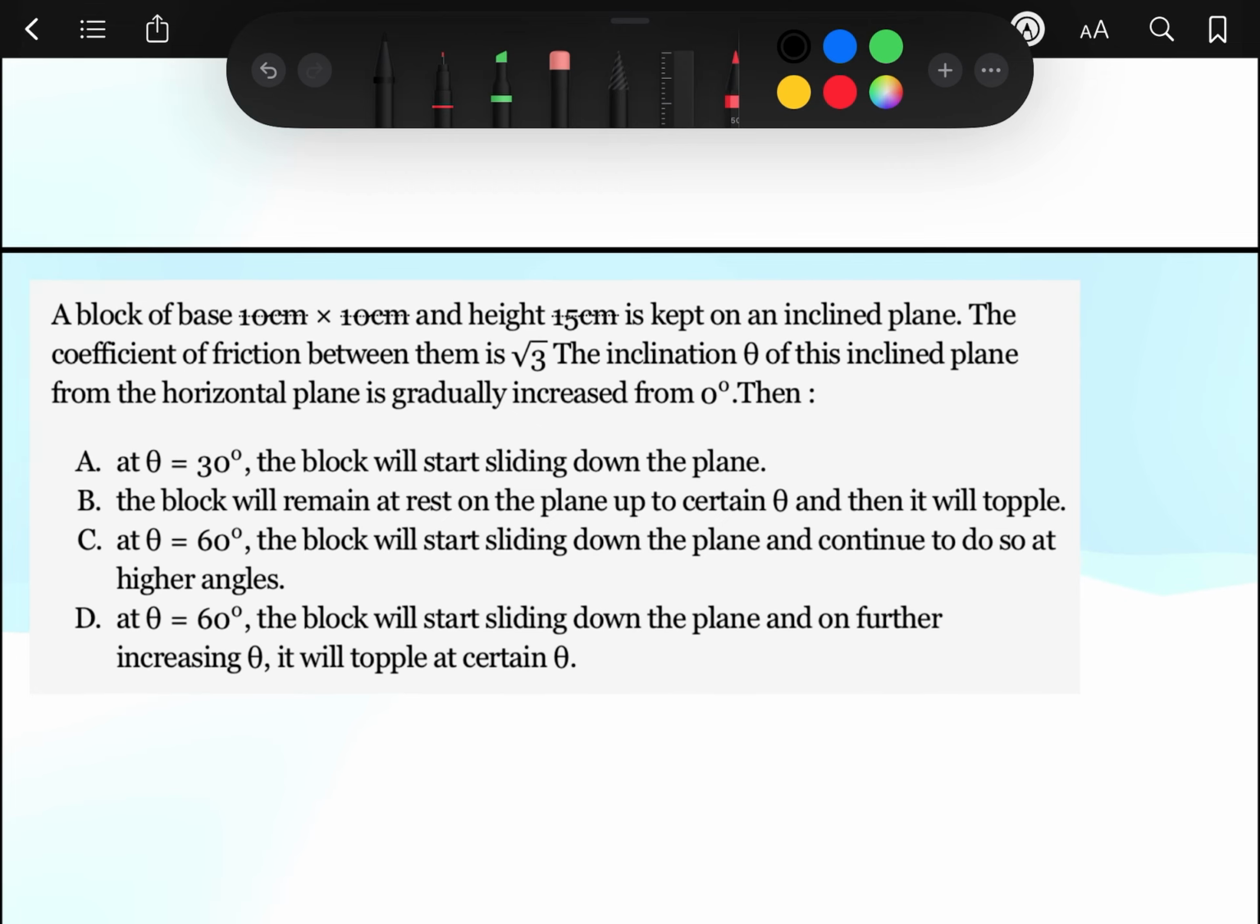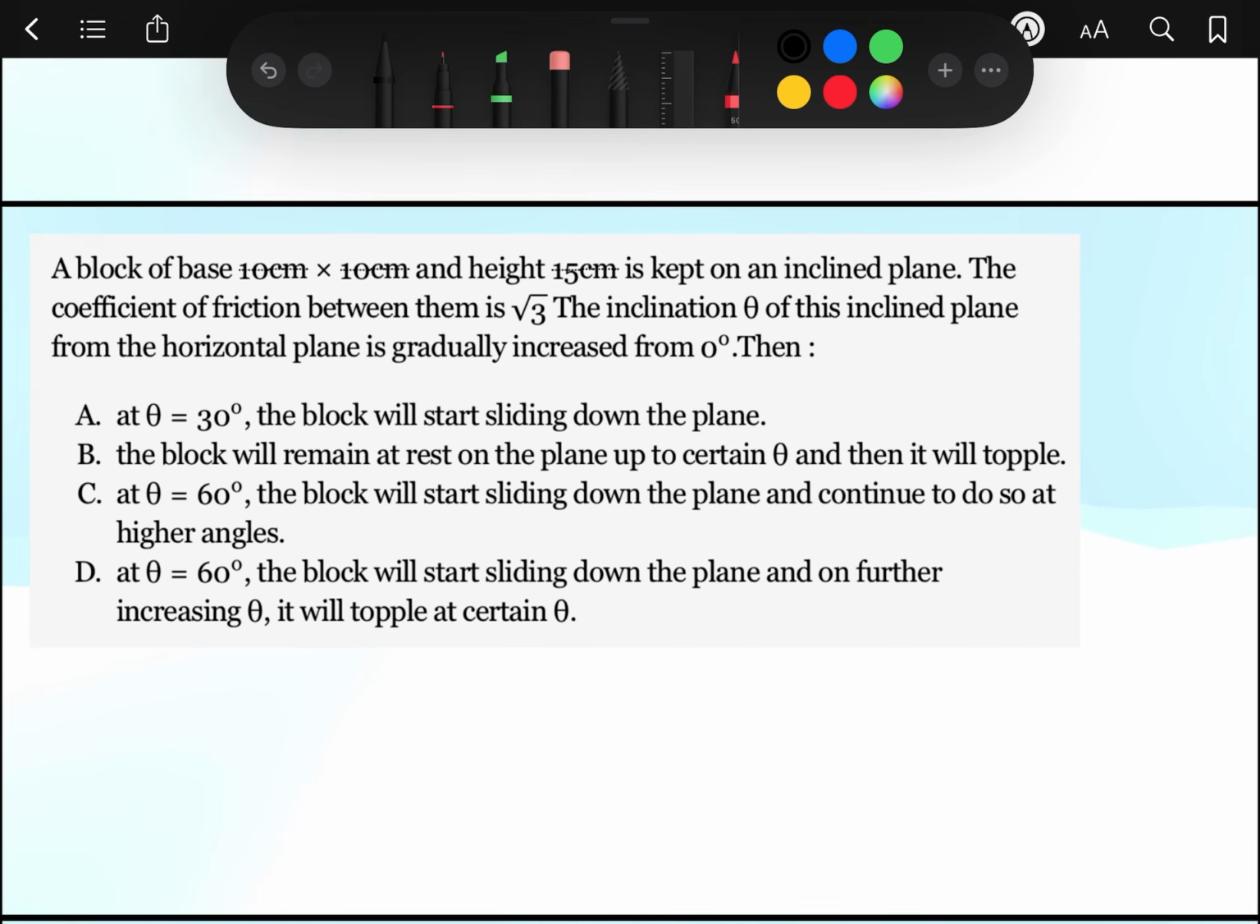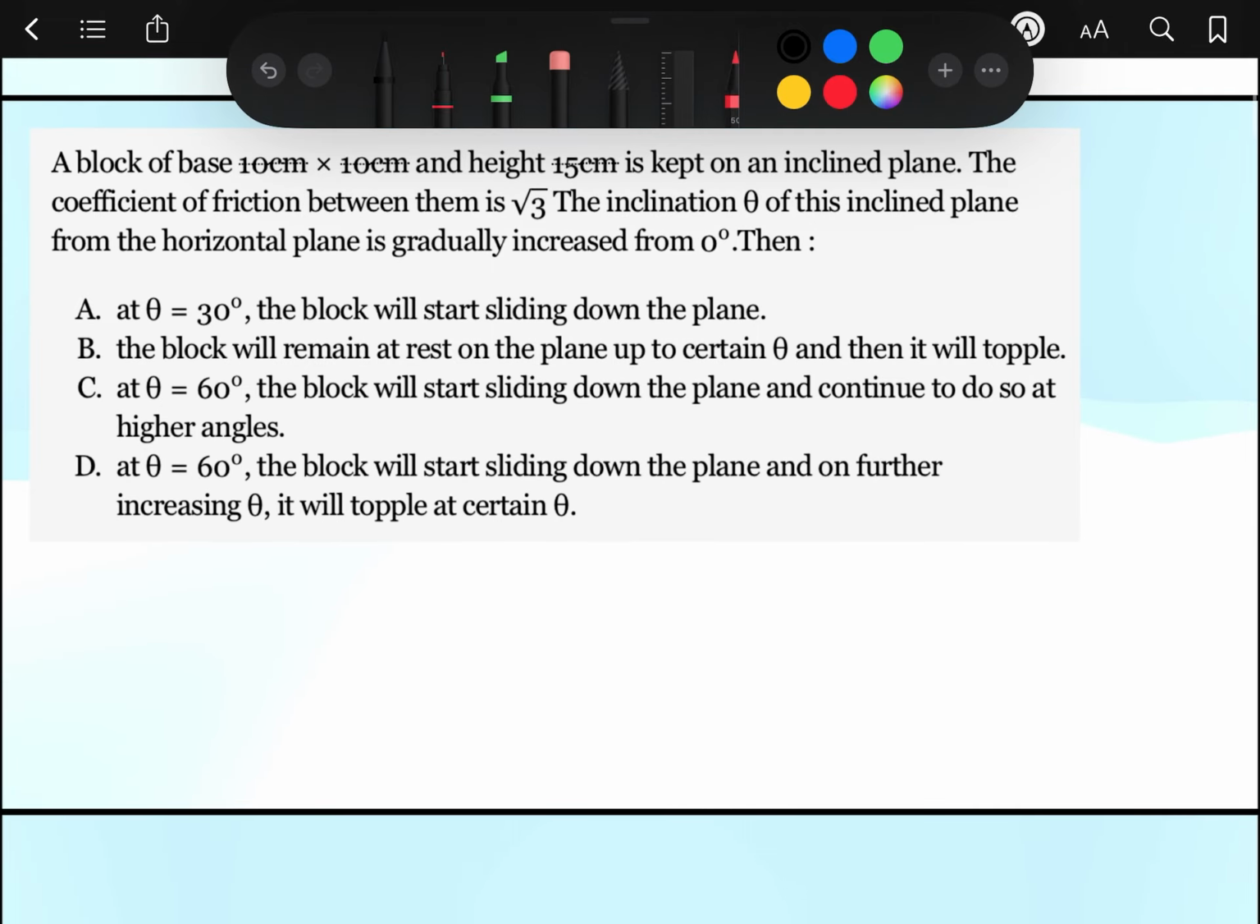Then some conditions are given. We have to select which condition is correct for this question. Now I will draw the situation here. Like this is our inclined plane. Let us suppose the angle of the inclined plane is theta and a block is kept here. And there is friction between this block and this inclined surface, that is mu.